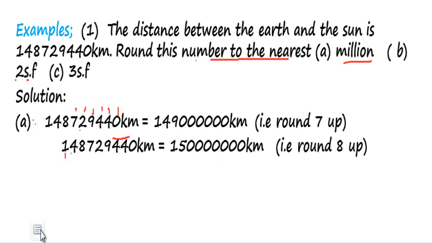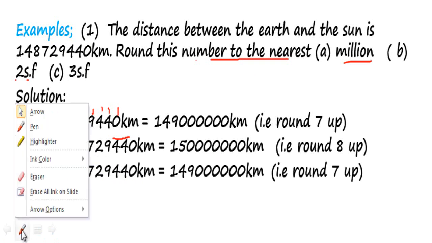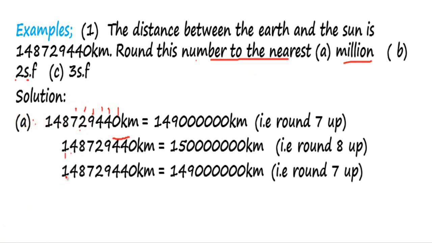Now let's go to the third one, which is 3 significant figure. To 3 significant figure, that means we are going to count from the first non-zero digit, which is 1 here. You are saying 3 significant figure, you have 1, 2, 3. So any number from this place will be 0. But you know that you are going to round 7 up, and 7 is greater than 5. That's why we round it up. If it is less than 5, we are going to round it down to 0.